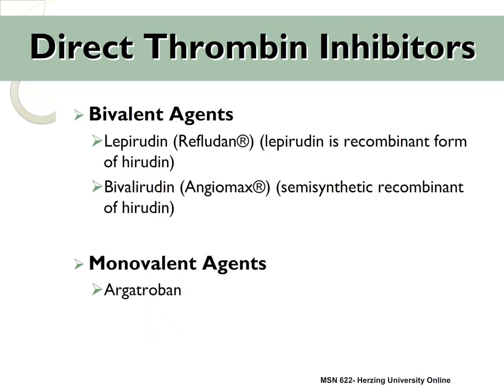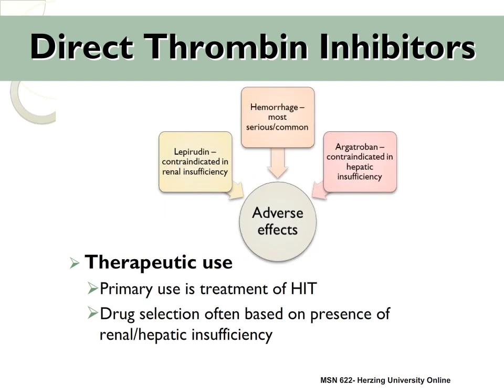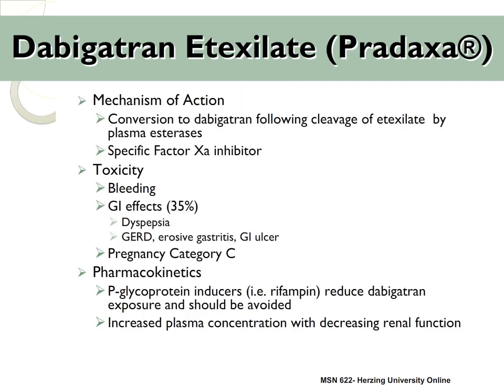The direct thrombin inhibitors: lepirudin is a recombinant form of hirudin, and then you have the monovalent agent argatroban. They will cause hemorrhages, and lepirudin is contraindicated in renal insufficiency, and argatroban is contraindicated in hepatic insufficiency. They are primarily used in heparin-induced thrombocytopenia. They are the drugs of choice in the treatment of heparin-induced thrombocytopenia. And the drug selection is often based on the presence of renal or hepatic insufficiency.